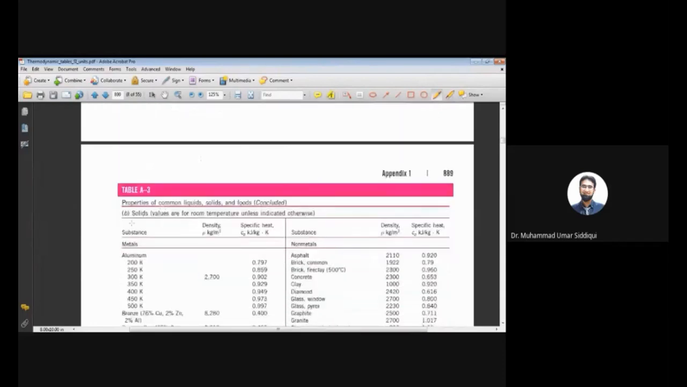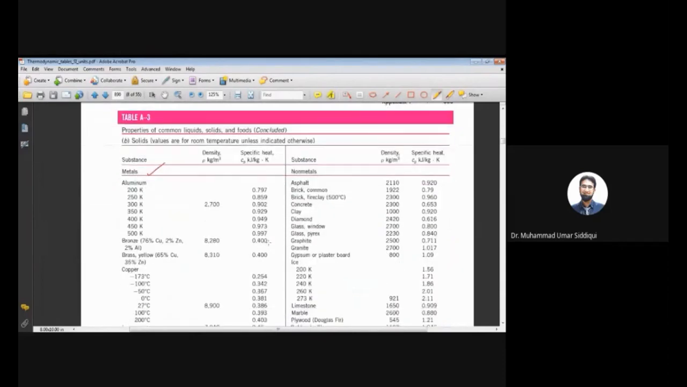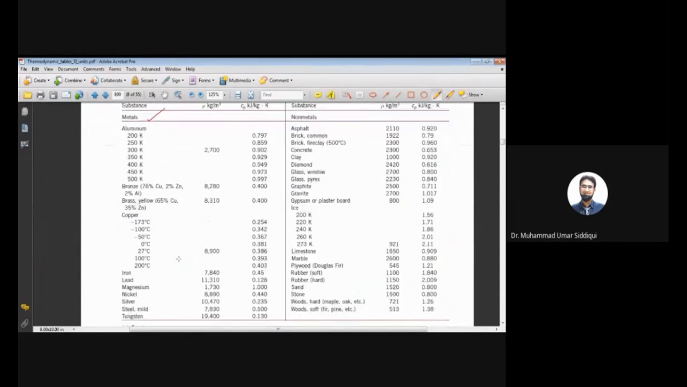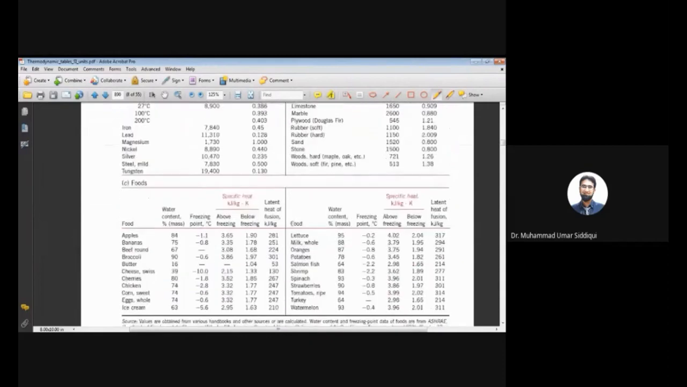This is part B of table A3. Here we have the metals. That means now we have entered solids. So we have different kinds of metals at different temperatures, with their properties. Then we have asphalt. We have non-metals here. These properties are there for them. Then, instead of metals and non-metals, we have organic materials, like apples, bananas, beef, butter. These properties are there.